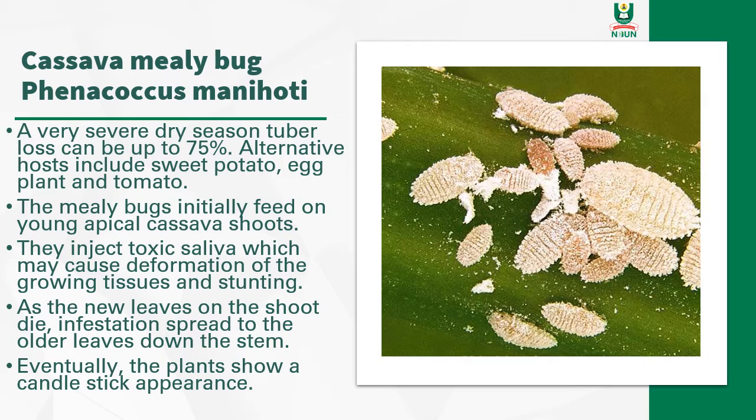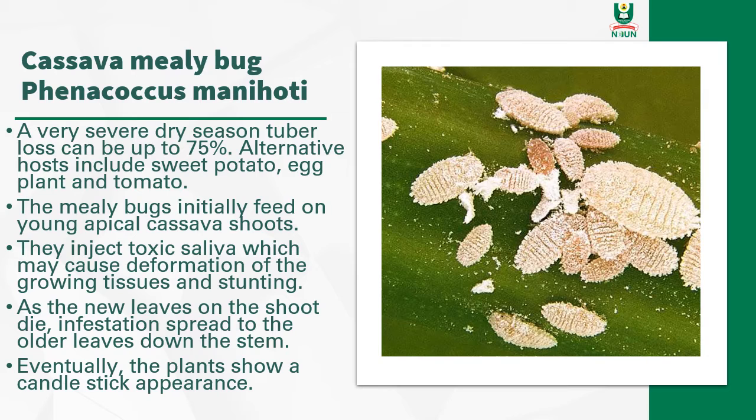So eventually they kill the heart of the plant. That is why they must be controlled early. This is a picture of what this cassava mealybug looks like. They're usually very, very small. This one has to be magnified so I will be able to see clearly.